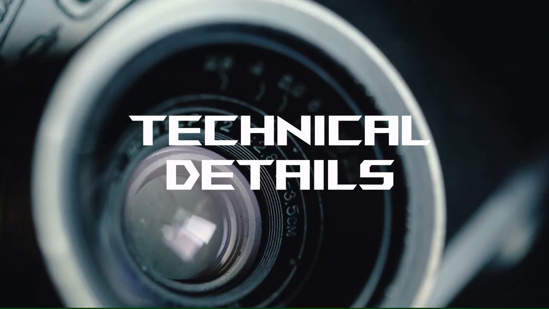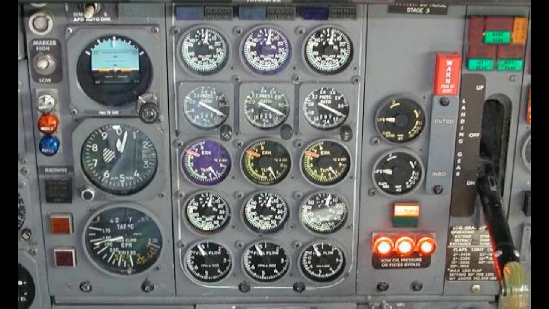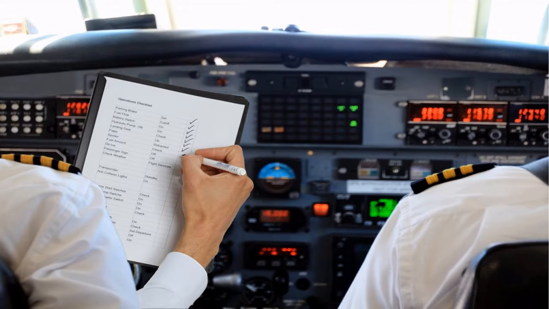I hope you can enjoy our video project about logic combination circuit. For our case study, we will share with you how combinational logic circuit applies to design an aircraft engine starting system. This system will consist of two switches considered as the input and three different colors LED indicators operating as the output. Before takeoff, the pilot and co-pilot of an aircraft have to carry out pre-flight safety check.